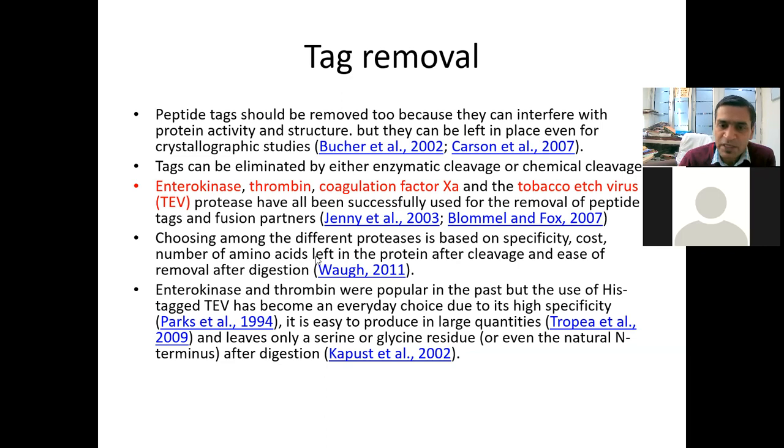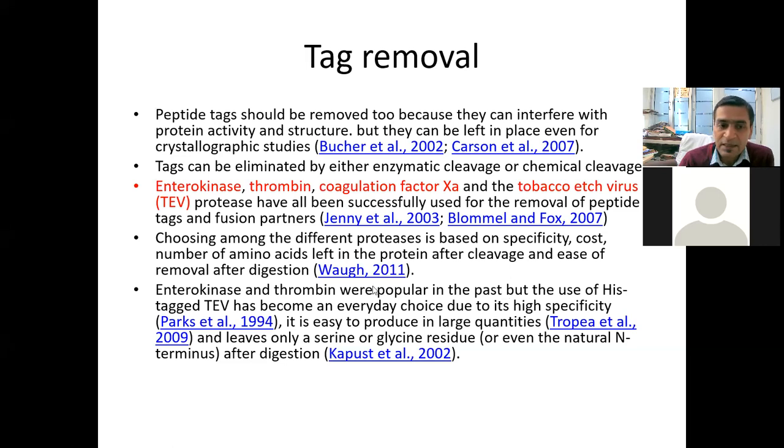Choosing among the different proteases is based on specificity, cost, number of amino acids left in the protein, and all these points we had already talked about in the previous class, that is, how you finally settle on a particular enzyme that you want to use. Definitely, cost is very important, as we will see in the coming slides. Thrombin is very costly. Why? Because recombinant production is not possible yet. It is only sourced from the plasma of animals or bovine. So it is very costly.